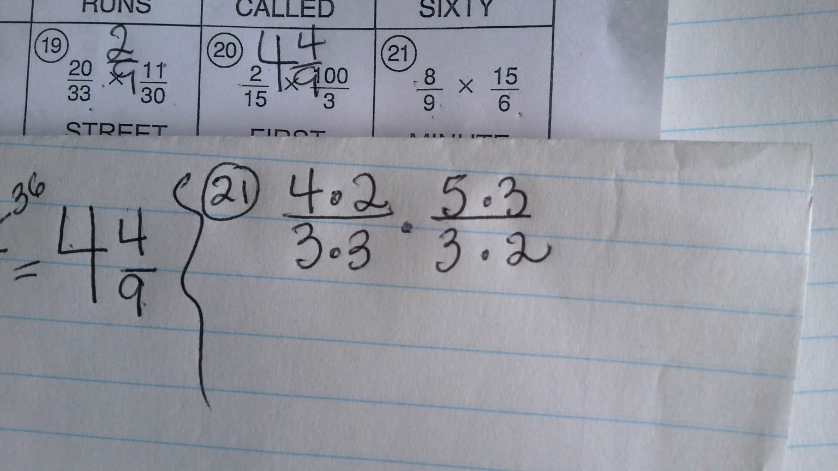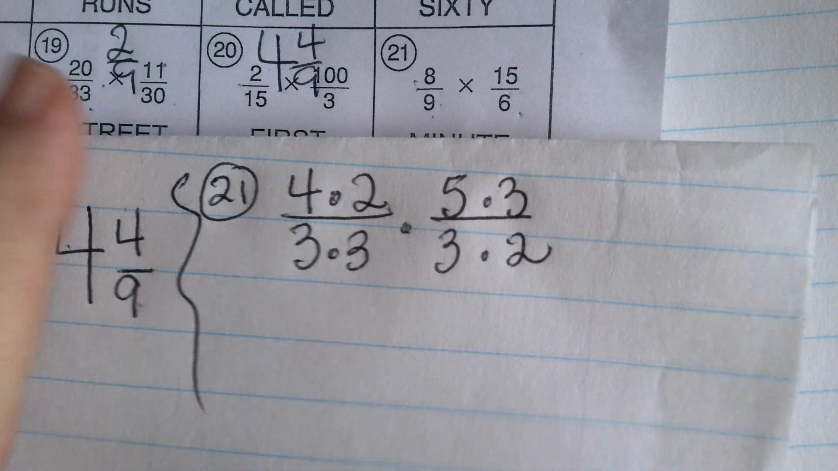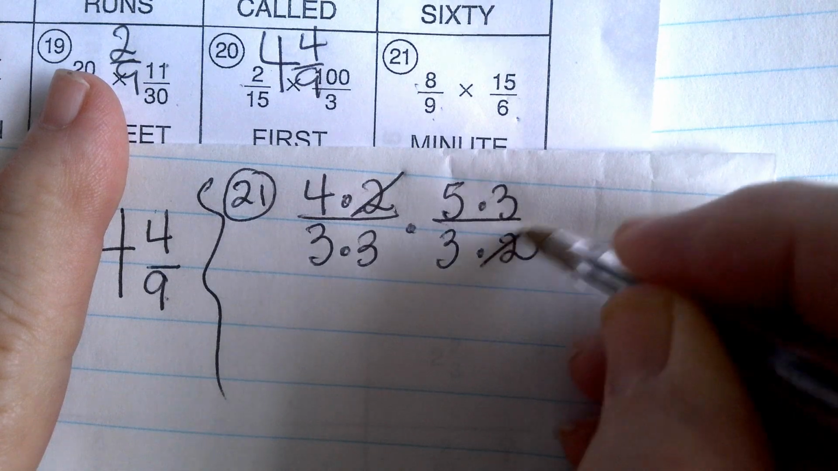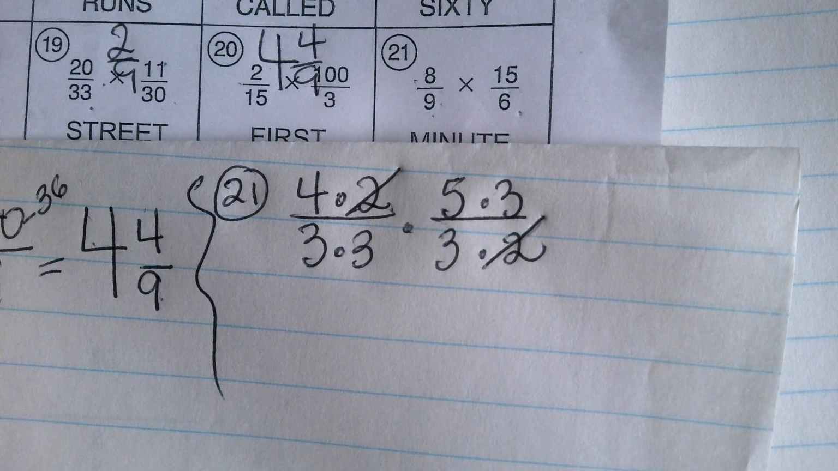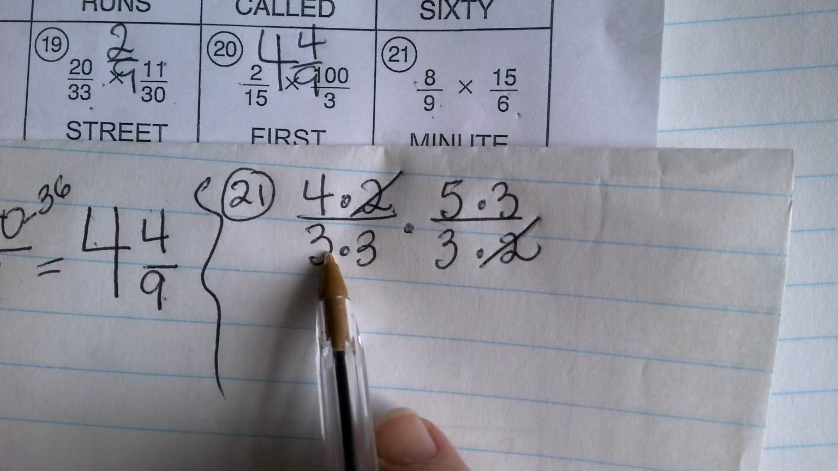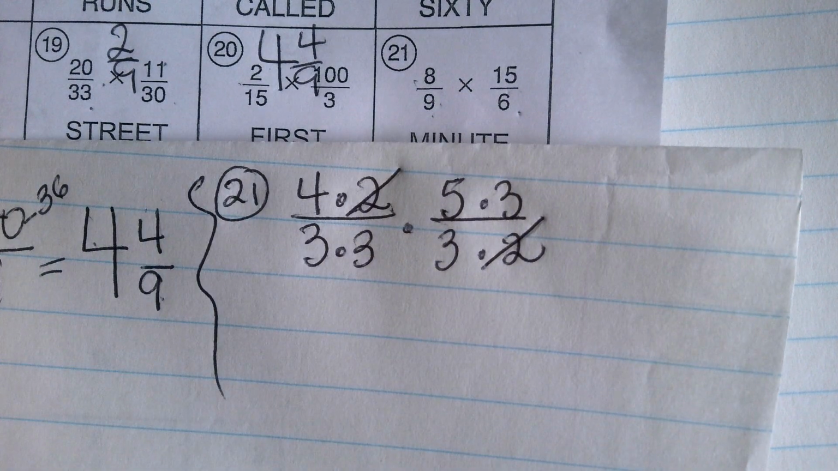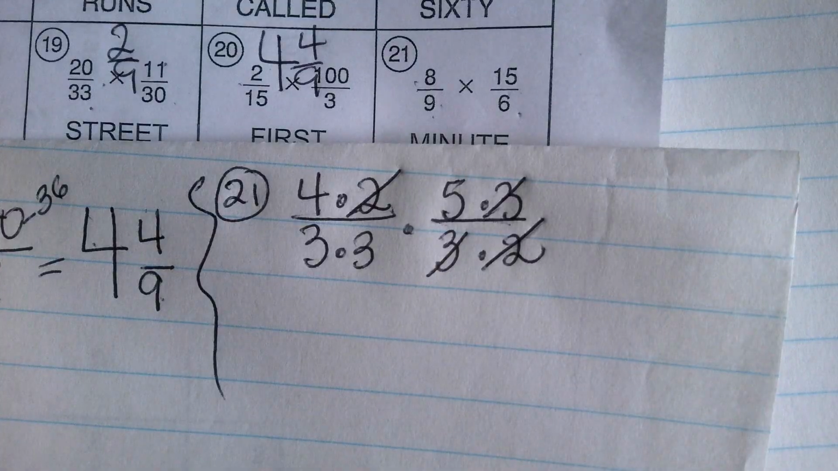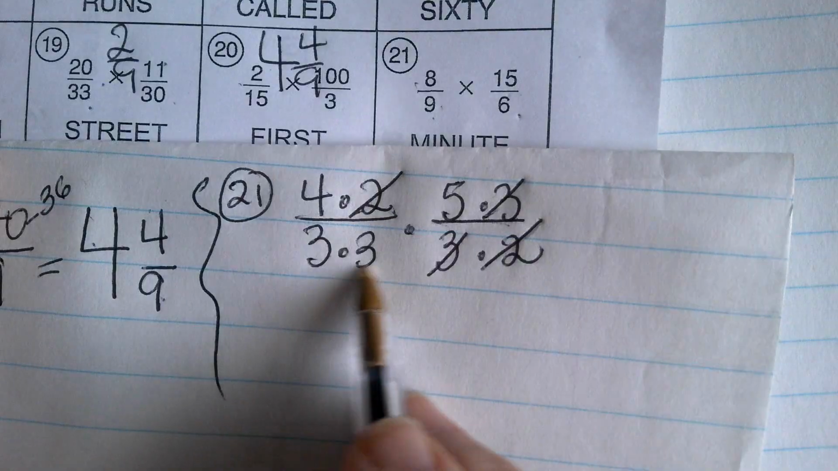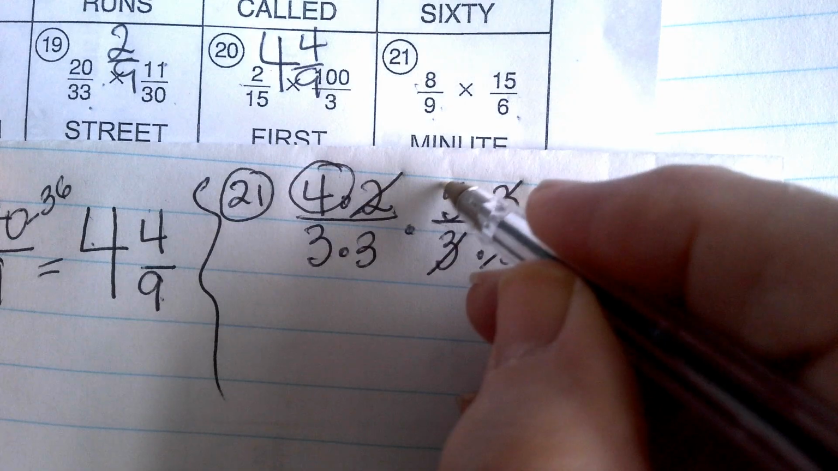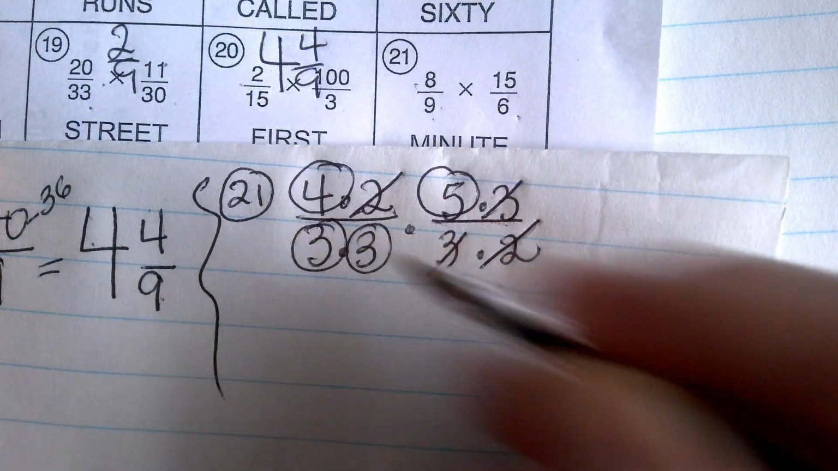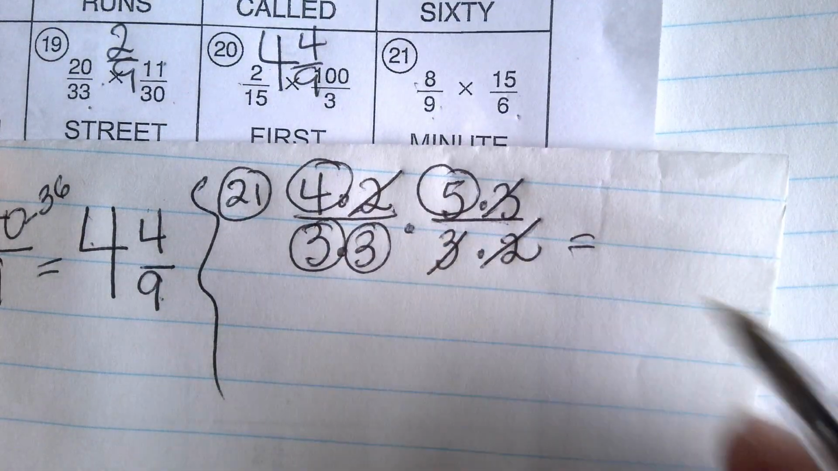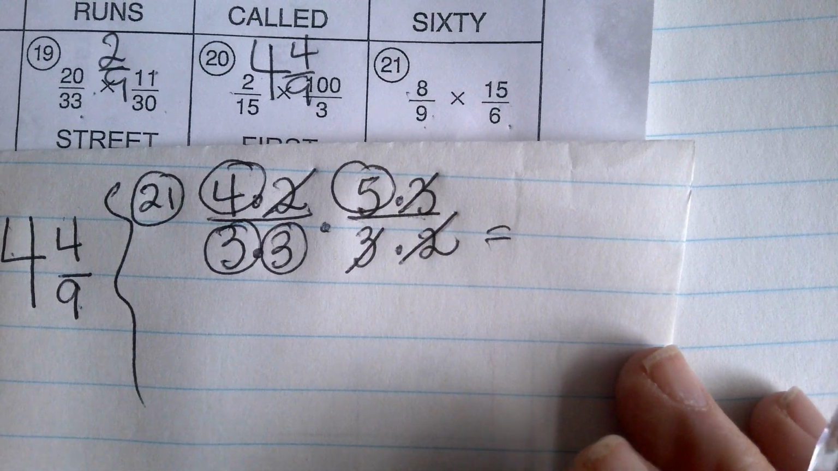Do you see anything on top? 2 and 2. The 2 crosses out with that 2. Is there anything else? 3 and the 3. The 3 on the top divided by a 3 on the bottom. And I don't think those 2 3s go into 4 or 5. So what do you do with what's left? You multiply. And what's that going to be? 20 over 9.